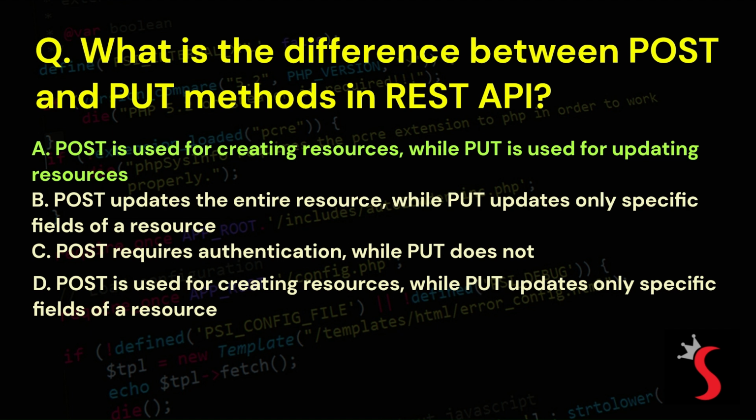And correct answer is option A. Post is used for creating resources, while put is used for updating resources. The post method is used to submit an entity to a resource. It is used for creating a new resource or adding a new entity to an existing resource. When a post request is sent, the server creates a new resource and assigns a new URL to it. The put method is used to update a resource or create a new resource if it does not exist. When a put request is sent, the entire resource is replaced with the new data. If the resource does not exist, it will be created.